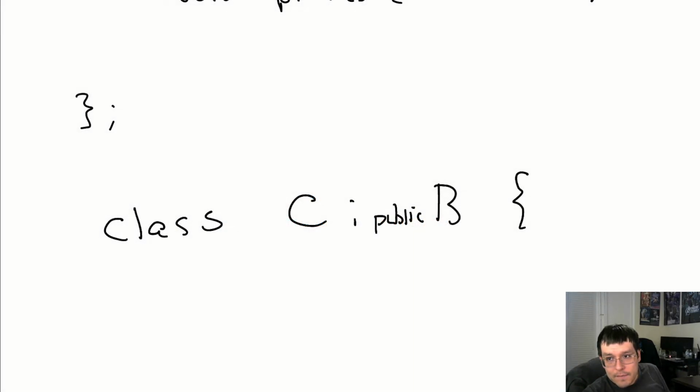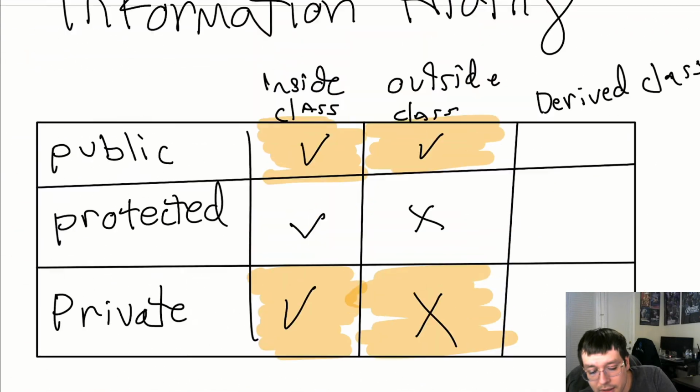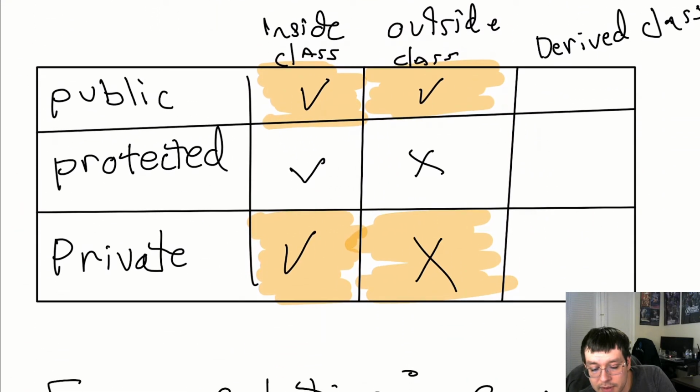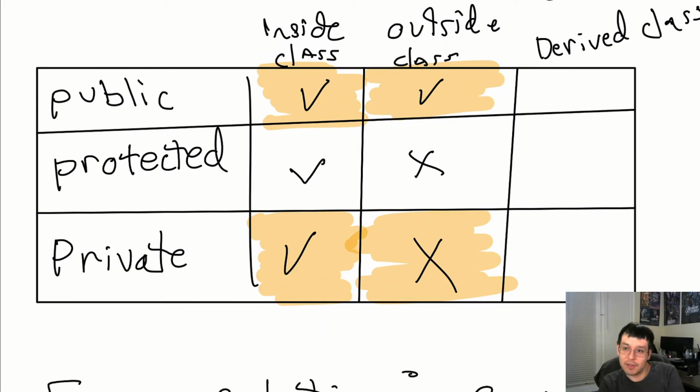So for that comes our third term that I talked about but didn't really finish because it wasn't the time yet. But now is the time. That's protected. That's going to be your middle ground. Protected is going to be the best of both worlds when it comes to inheritance.